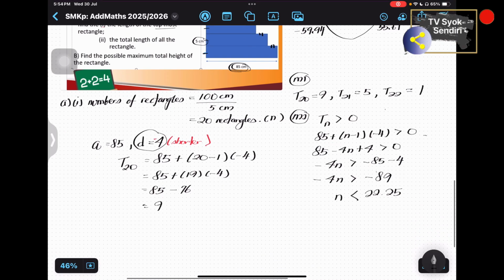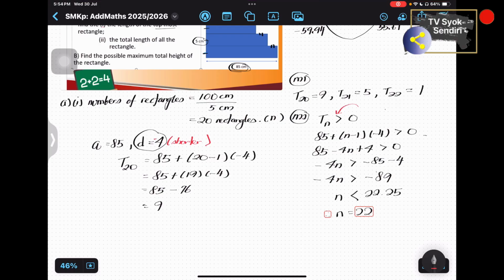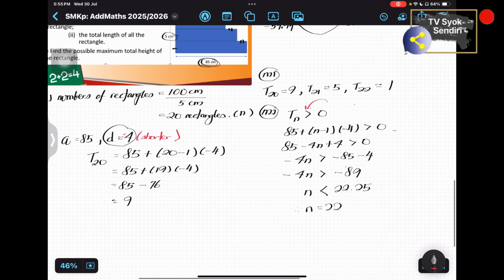Yeah, so until here, then only you notice. So your n should be smaller than 22.25. And remember, your n must be an integer, so your n is equal to 22. Sorry, why the n here, the Tn, must it be greater than 0? Because your Tn is referring to the length of the rectangle. So your length of the rectangle cannot be negative. It must be positive. So that tells you that your last number is actually 22.